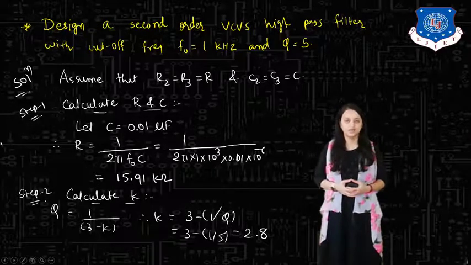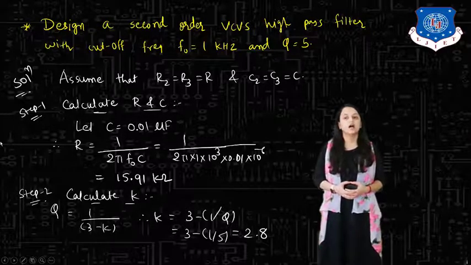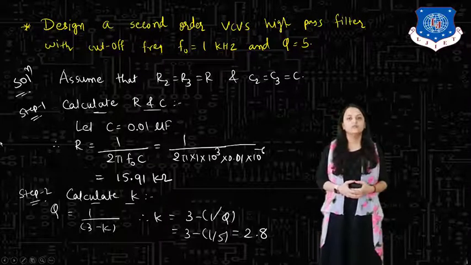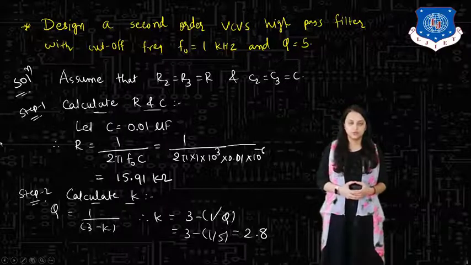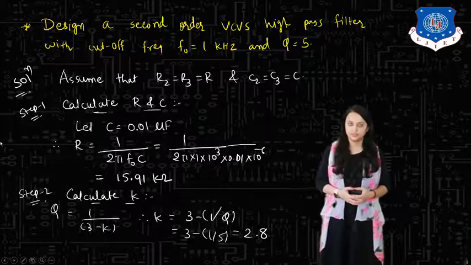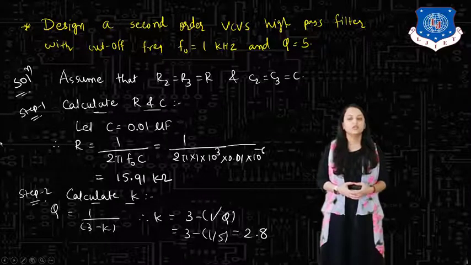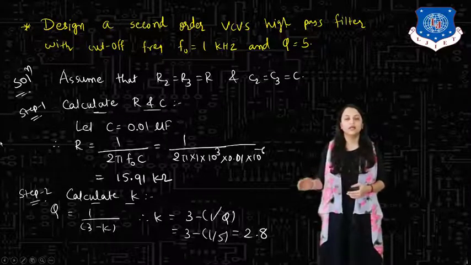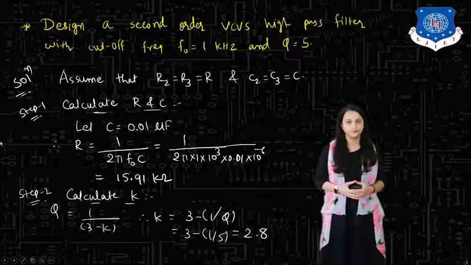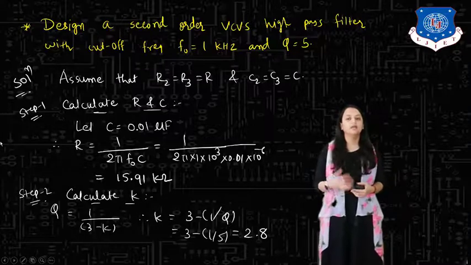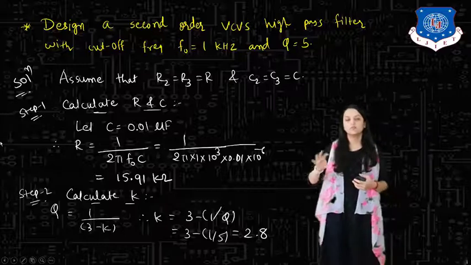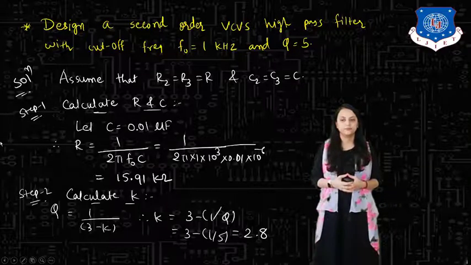Let us consider one example here. It is asked to design a second order VCVS high pass filter with cutoff frequency f0 equals 1 kHz and Q equals 5. So here let us assume that R2, R3 equals R and C2, C3 equals C. If we want to calculate resistance and capacitance, then let us consider that C equals 0.01 microfarad.